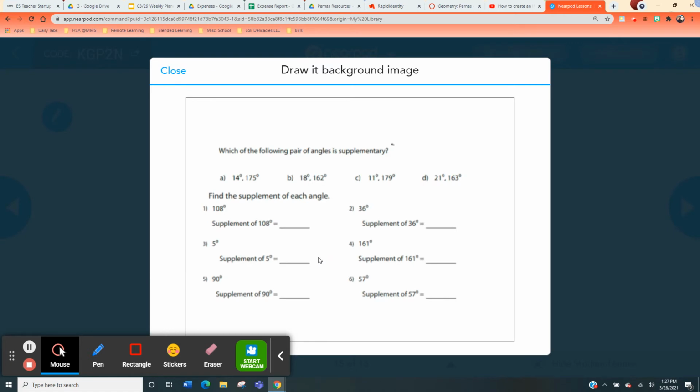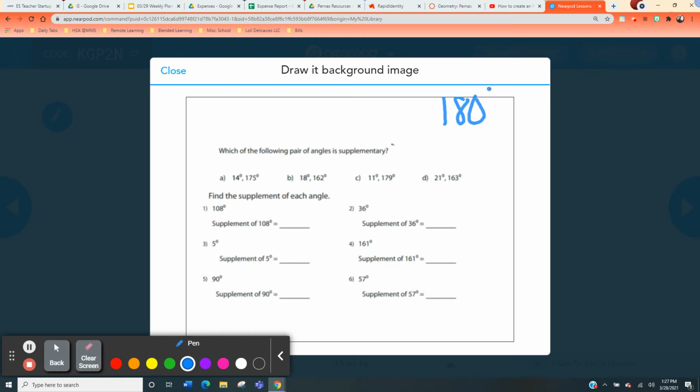Let's look at our first slide. Which of the following pairs is supplementary? Remember, supplementary is where it equals 180 degrees. So in order to figure out which of these pairs is supplementary, we would need to add them together. So for example, I would take 175 plus 14, and what does that give me? It gives me 189. So this would not be a supplementary angle.